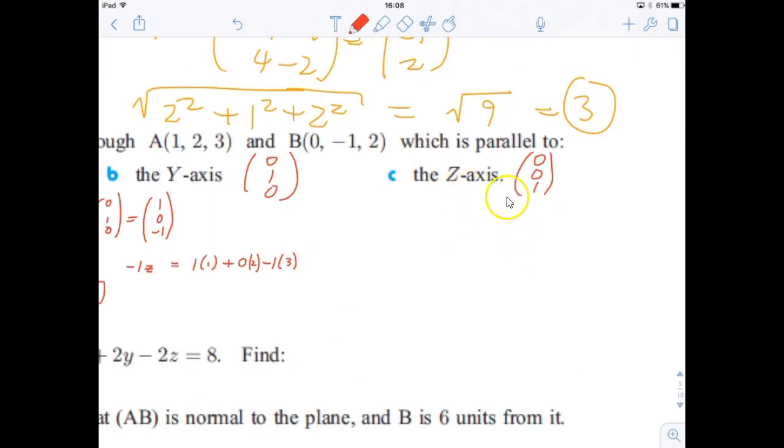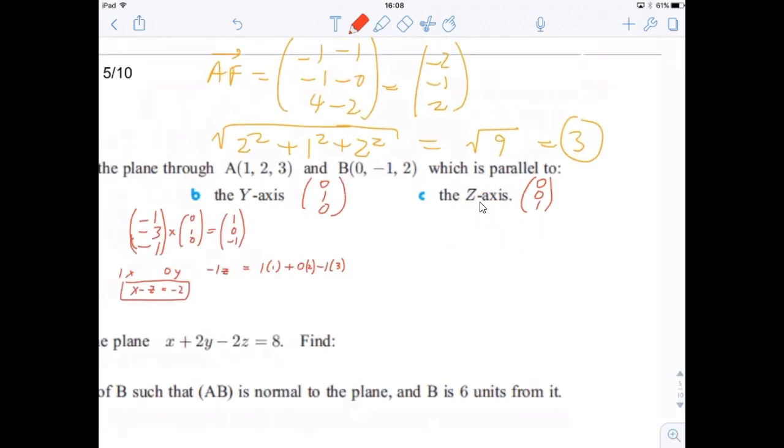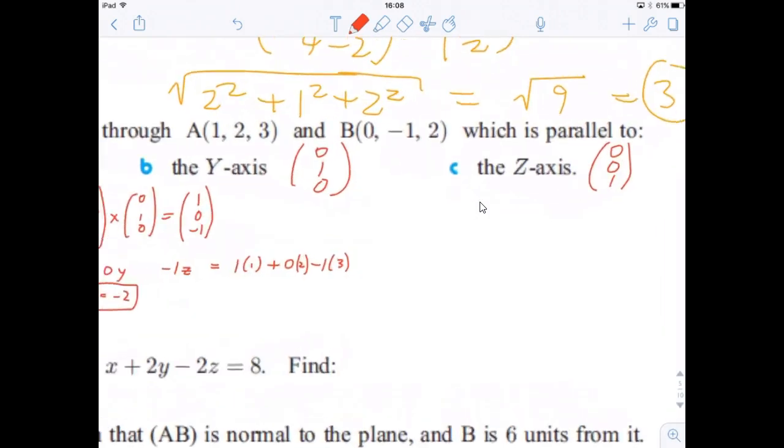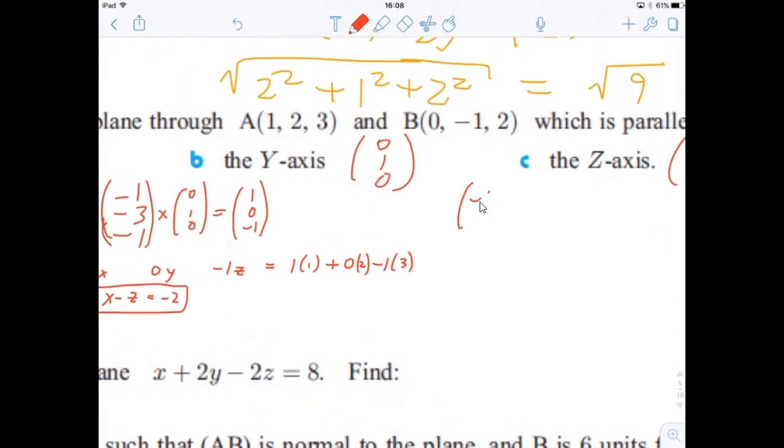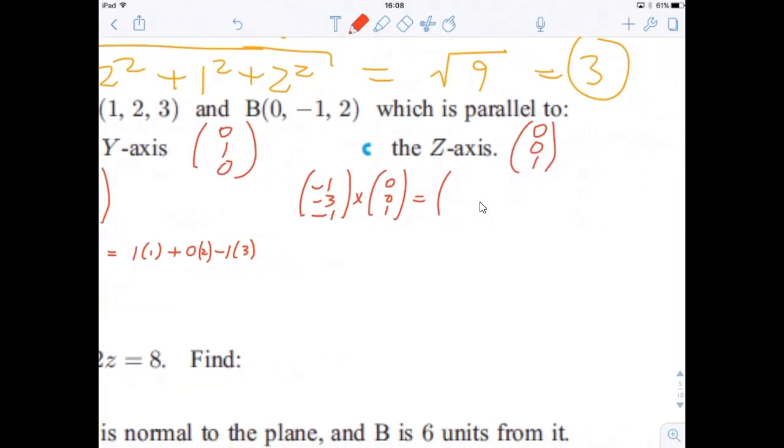Now finally we're going to do the same thing with the z-axis. Again, we take the AB vector, which is (-1, -3, -1), and cross product it with (0, 0, 1). That gives us -3, -1, positive, and 0. So we have (3, 1, 0) as the normal.